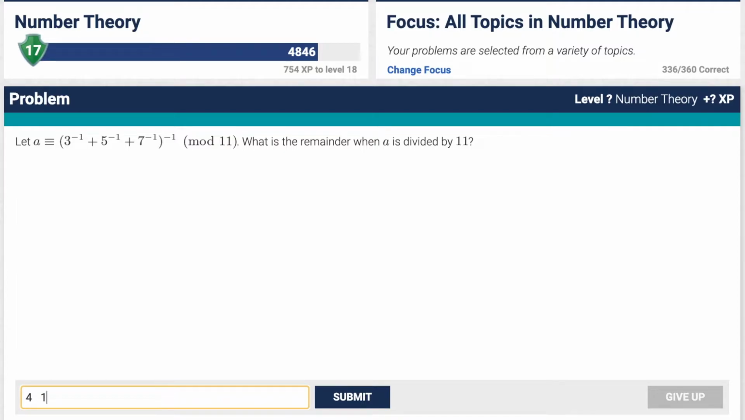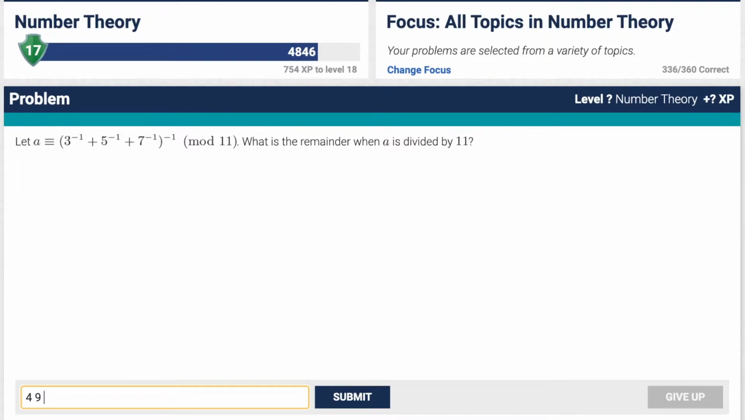Now we do the same thing for 5. So 1, that's not divisible by 5, we add 11. 12, that's not divisible by 5, we add another 11. 23, not divisible by 5, keep going. 34, 45 is divisible by 5, so we just divide by 5, that's going to be 9. And again, you can check that 9 times 5 is going to be 1 mod 11.